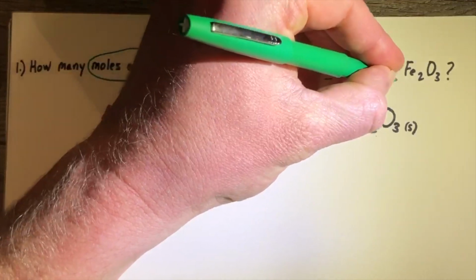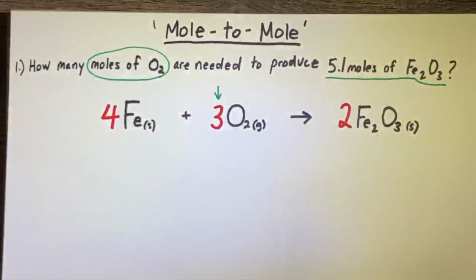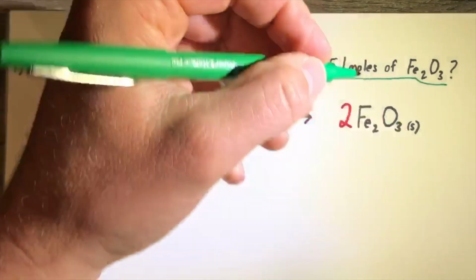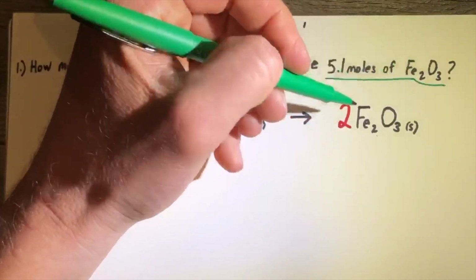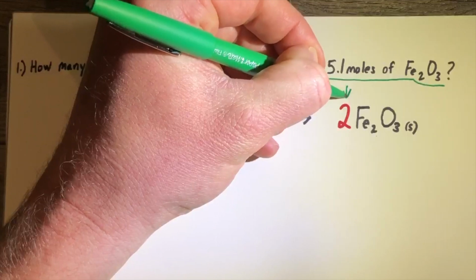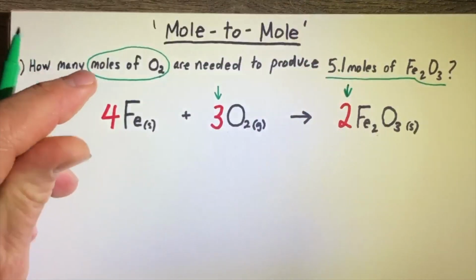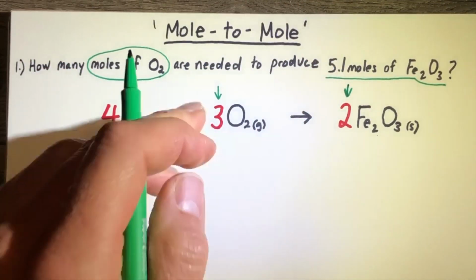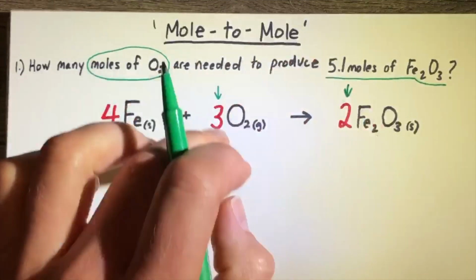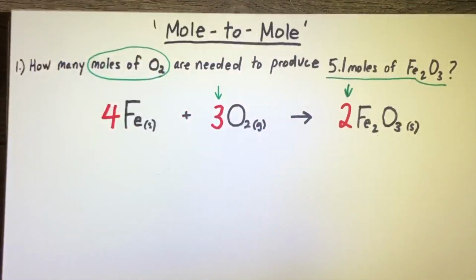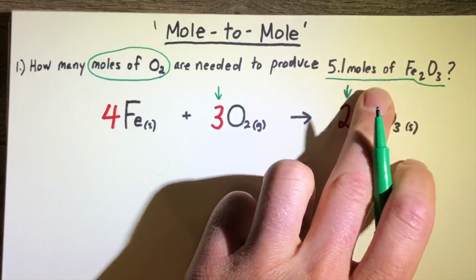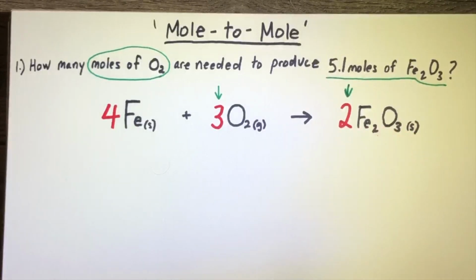So we'll underline the number given, and that's the number we're going to start with. And again, we're going to point to Fe2O3's coefficient, its balance number. So yes, this is the old 4-3-2, but right now we're really only caring about these ratios, 3 and 2, because we're talking about O2, and we want to find out about Fe2O3.